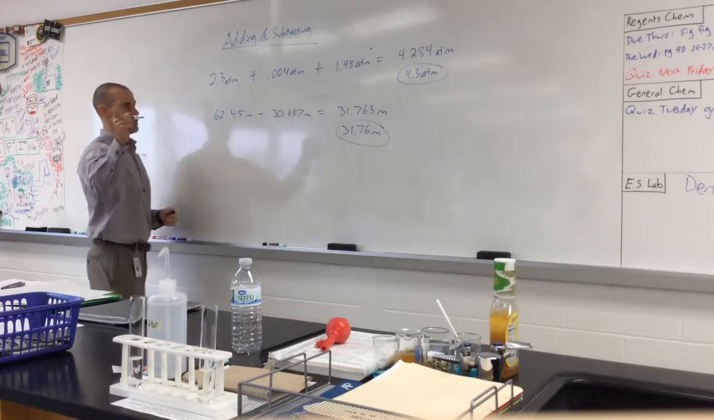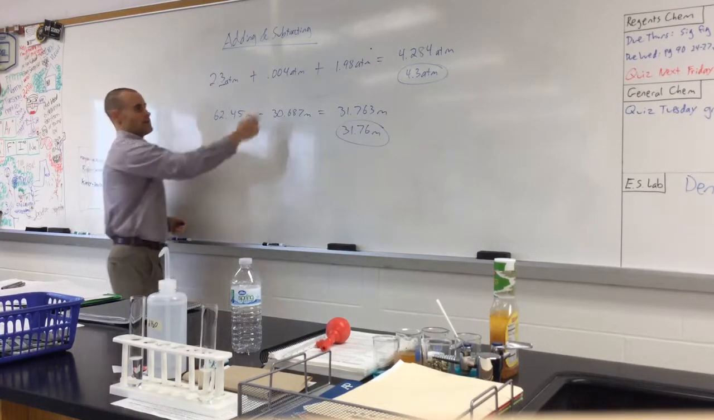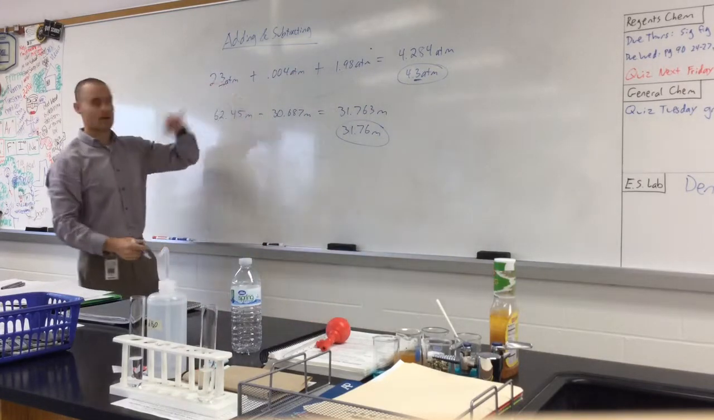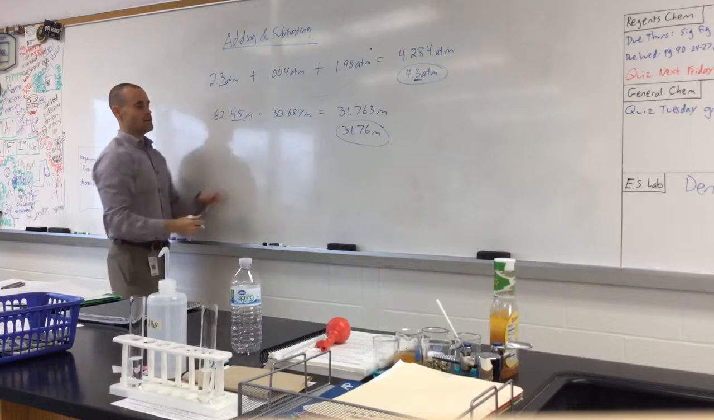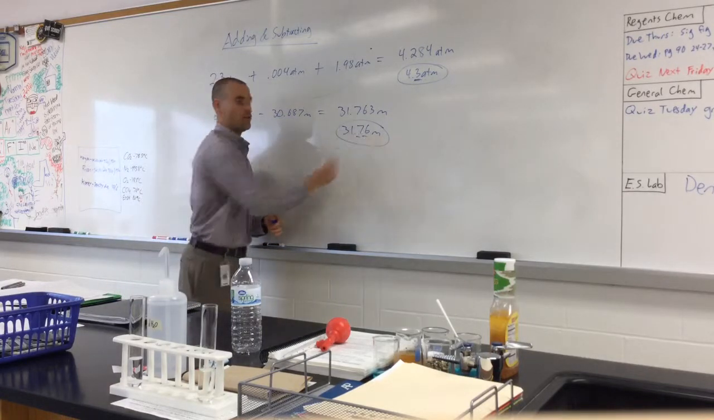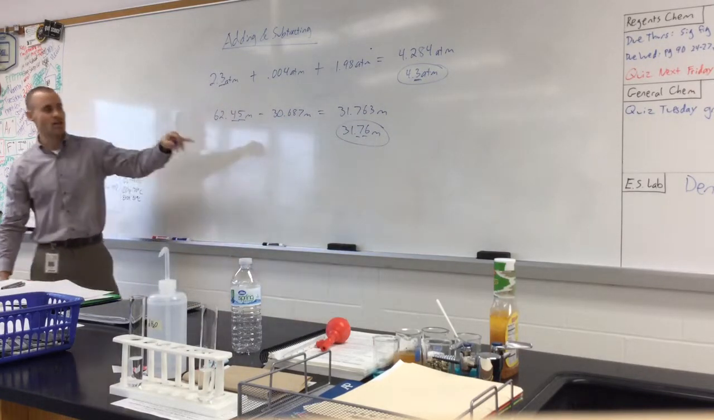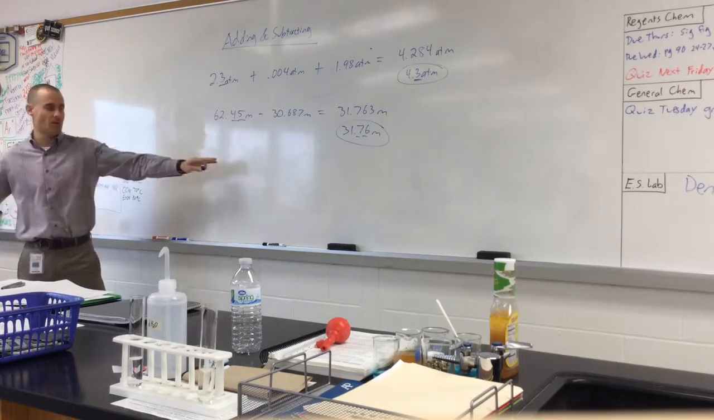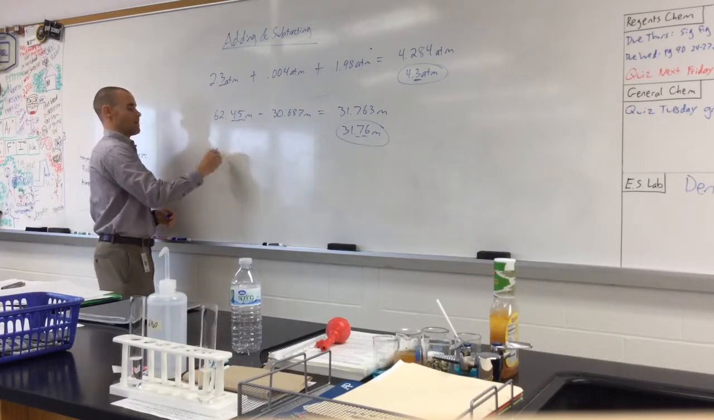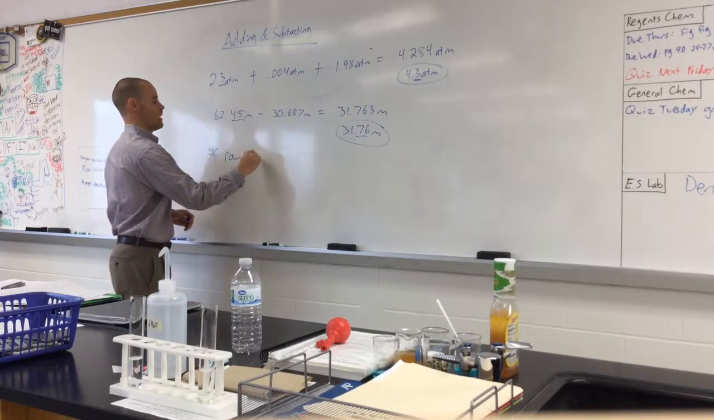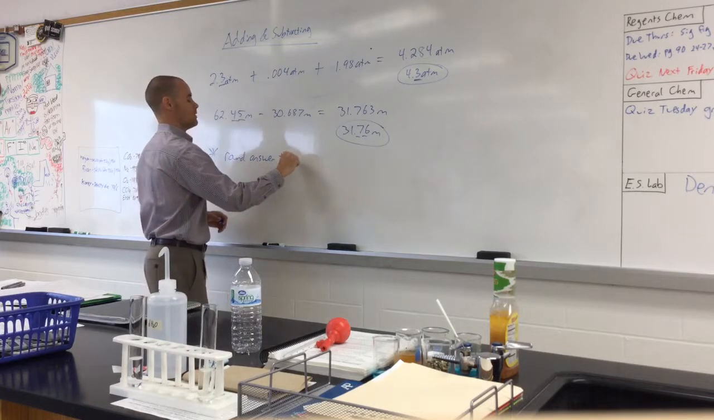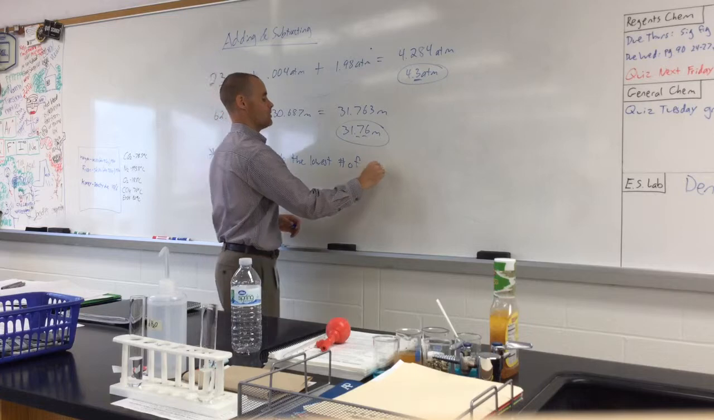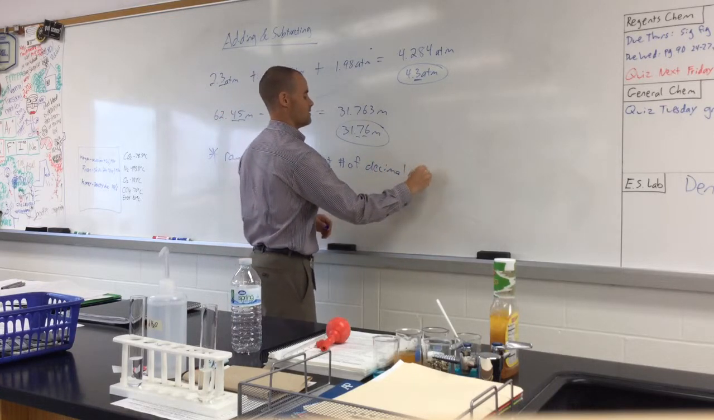Look. 1 decimal place, 1, 2, 3, 1, 2, 1 decimal place. So 1 is the lowest. This has 2 decimal places, this has 3, so this should have 2. So when you're adding and subtracting, you round it to the lowest number of decimal places. Nothing to do with the number of sig figs. Put that down. Round your answer to the lowest number of decimal places.